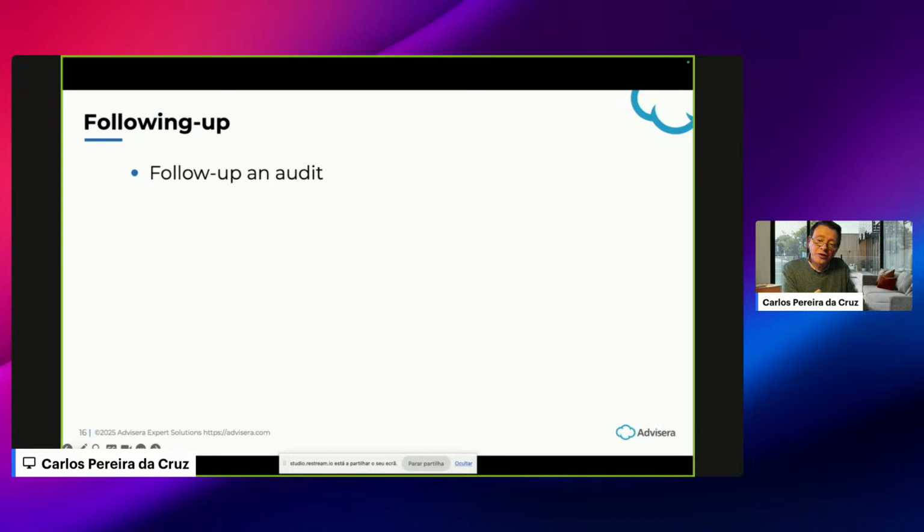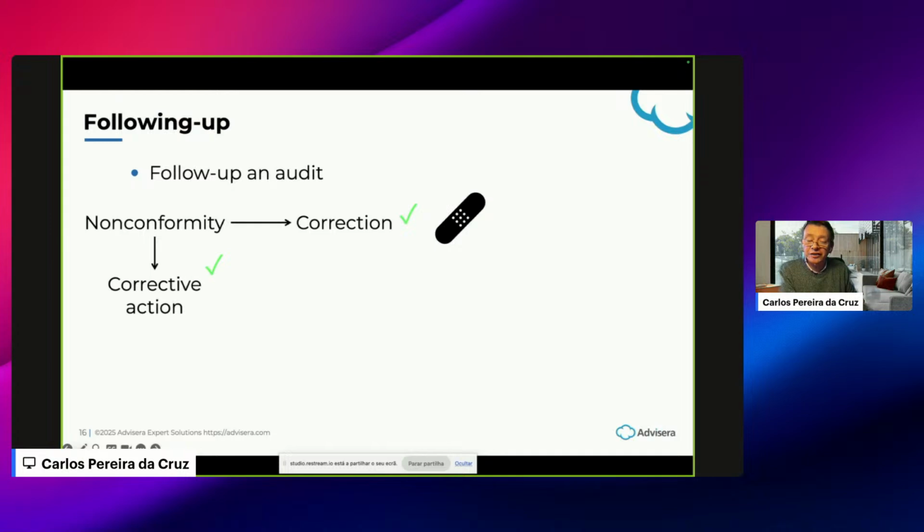So the follow-up confirms that the correction was made. Okay, the non-conformity was eliminated, and corrective action was initiated. But the real corrective action focuses on root causes, not symptomatic actions. And then that the corrective action was implemented on time and was effective.